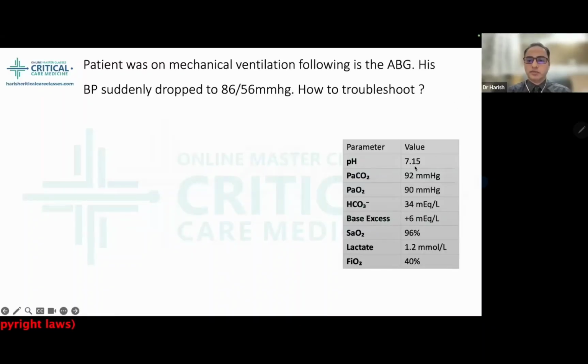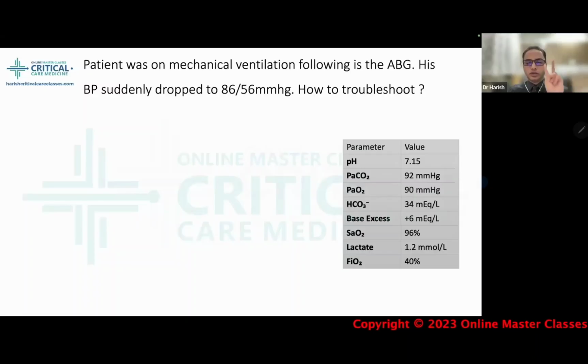If you see, pH is 7.15. This is on mechanical ventilation, volume control ventilation. PCO2 has become 92, PaO2 is 90, bicarb 34. Okay, so it's saturating 96% on FiO2 of 40%. Main two things: worsening type 2 failure and unstable hemodynamics. How are you going to troubleshoot this patient?